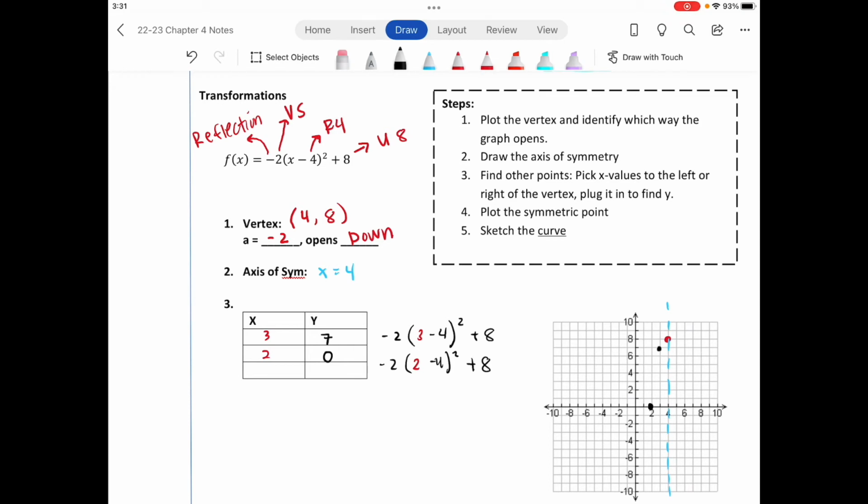Now we're ready for step number 4. We're going to plot the symmetric points. Our first point was 1 away from the axis of symmetry, so we're going to go 1 to the other side. Second point was 2 spots away, so we're going to go 2 spots in the opposite direction. Now that it's symmetric, we're just going to connect them with a nice smooth curve, making sure that our lines are curved and not straight, and we have the graph of our parabola.